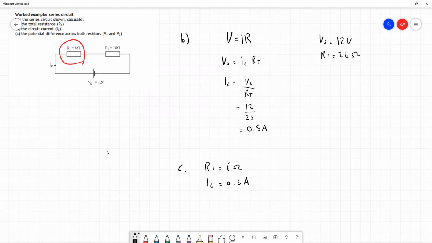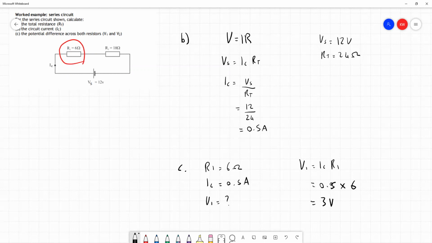And the thing we're trying to find, well, that's the voltage dropped across resistor 1. We'll call that V1, and we don't know that. So again, we can use Ohm's law. Ohm's law can be used for the whole circuit. It can be used for individual components. And V1 is going to be equal to IC times R1. It's going to be equal to the current, which is 0.5, we just worked that out, multiplied by the resistance 6. And that's a total of 3 volts.